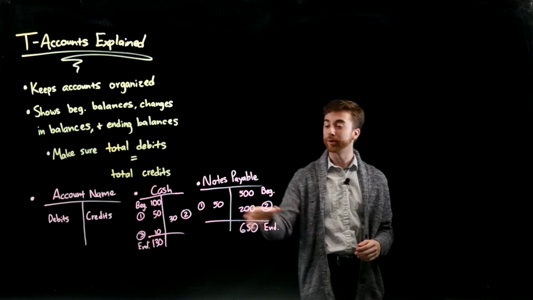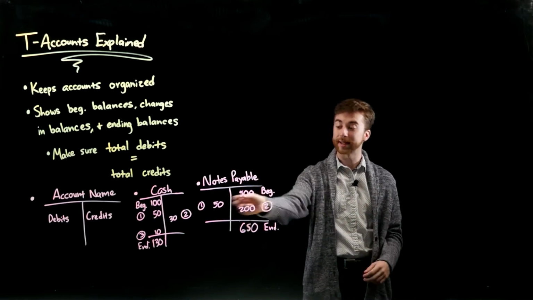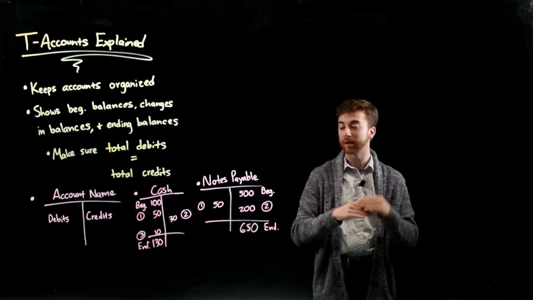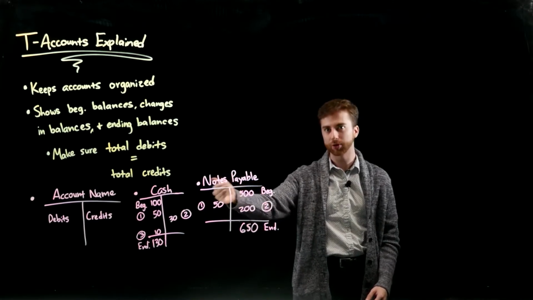And just for another example, you can see this notes payable section right here. Because it's a liability, we have a beginning balance on the credit side. We begin with a total balance of 500 in our notes payable. Then we take away 50 because debiting decreases the liability.